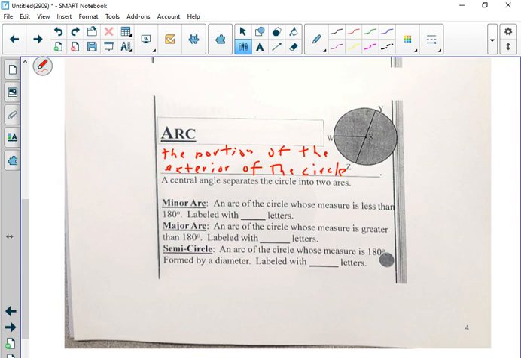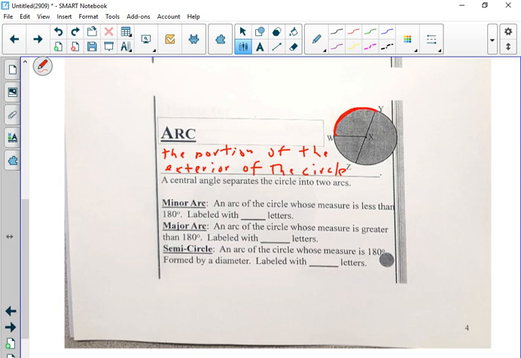So a central angle separates the circle into two arcs. Okay? Now we've complicated it, not completed, complicated here by having extra things here. But if we just look at the WY, right here we have an arc.